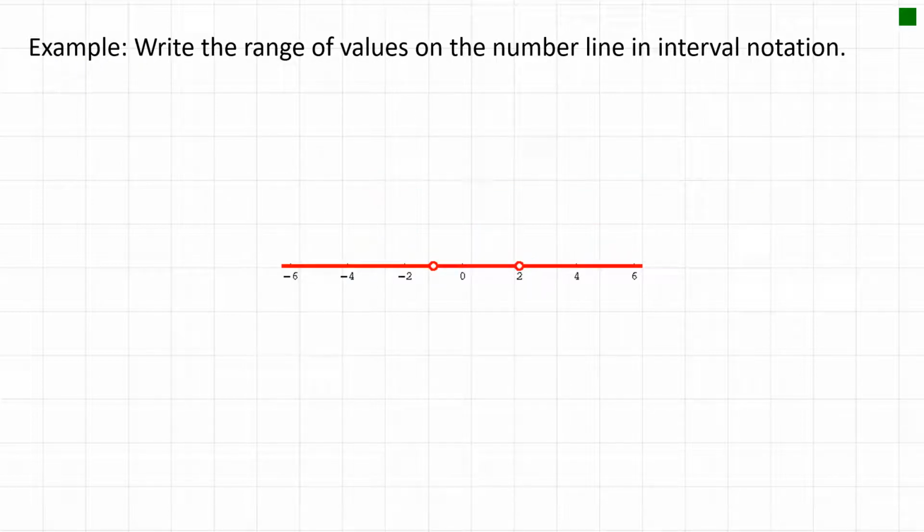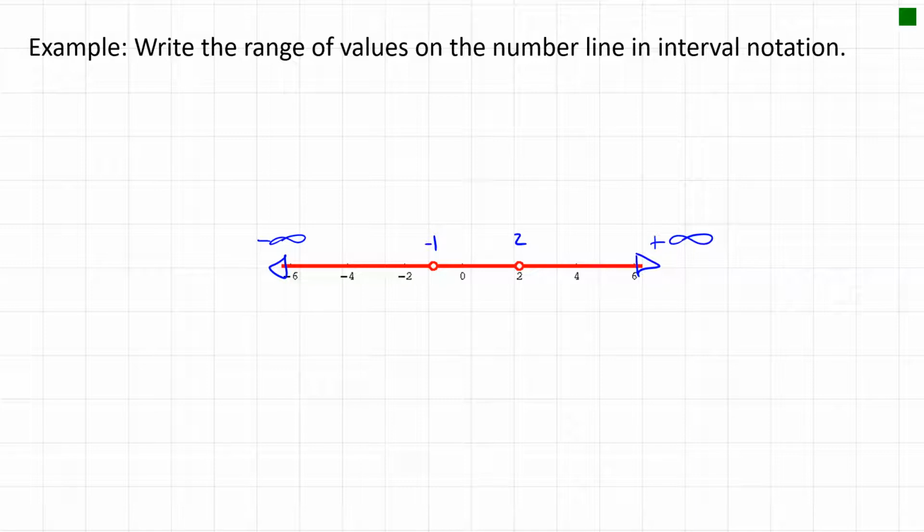So in this example, we're going to write the range of values on this number line in interval notation. And again, identifying our values, that would be -1 at that point and 2 at that point. And again, even though we don't see arrows on the end, we should assume these go on forever. So -infinity on one end, +infinity on the other. And really what we see is that this solution is almost every number except for -1 and 2.